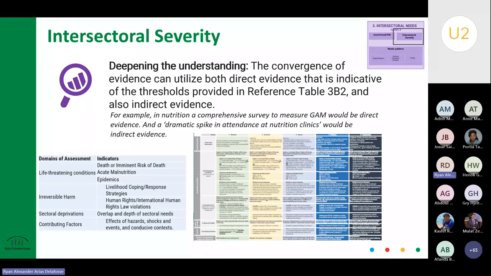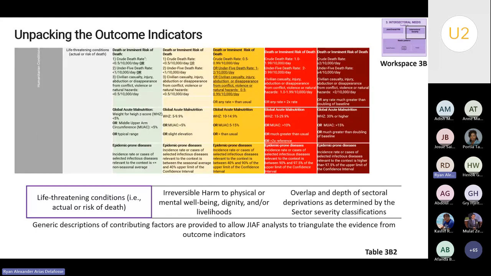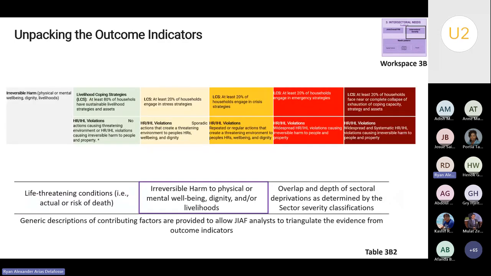So let's go through a bit quicker, just because I want to make sure that we have time for questions and other things as well, and the protection piece. So if we're going through outcome indicators, let's look at life-threatening conditions really quick. This is going to be death or imminent risk of death, malnutrition, epidemic-prone diseases. A piece that will be quite relevant for us is irreversible harm to physical or mental well-being, dignity, and livelihoods. So you can see that one of the new things that we have here is IHL, or human rights violations. This is very new, and we're still working with OHCHR to make sure that they are involved and are able to provide guidance on this.